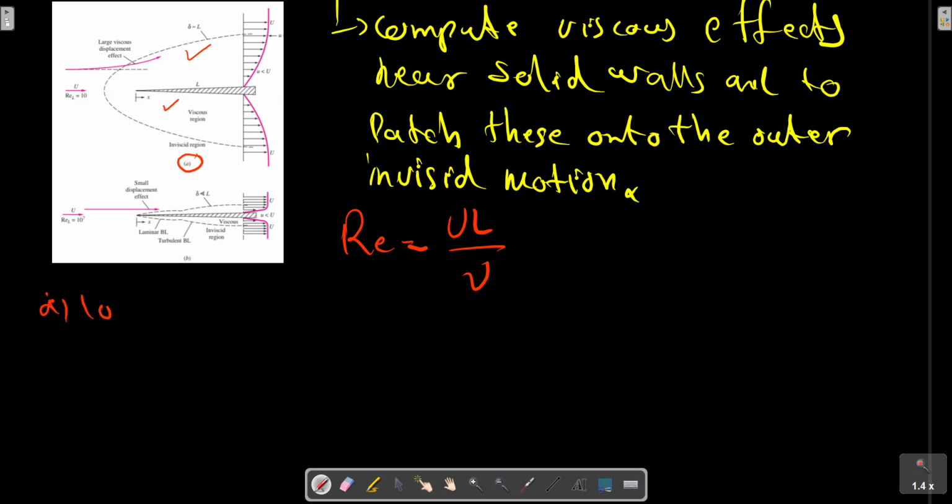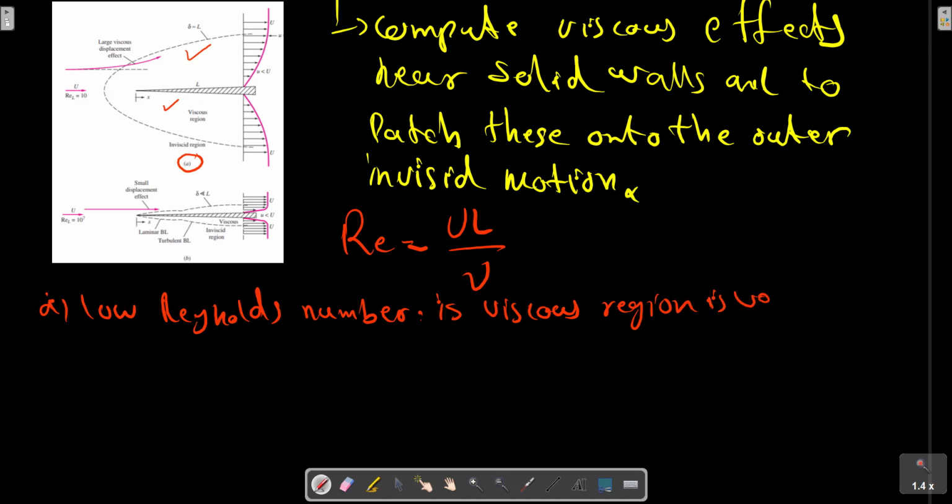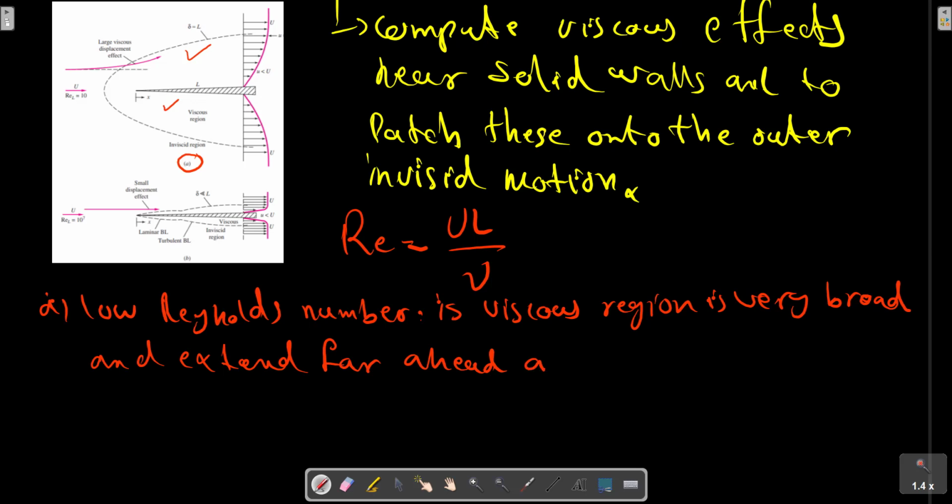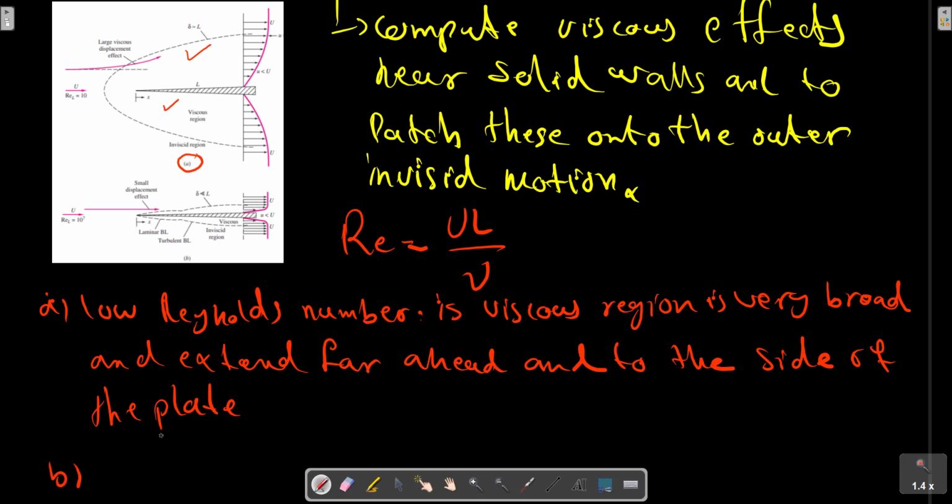So we can write for A: the viscous region is very broad and extends far ahead and to the side of the plate.